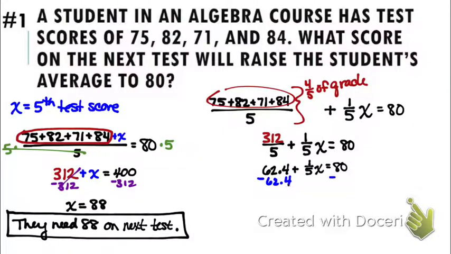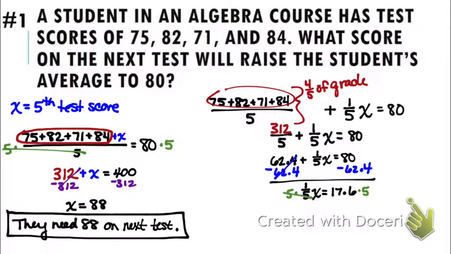I can subtract 62.4 from both sides. What is 80 minus 62.4? 17.6. And then I can multiply both sides by 5. And I get what? 88. Double check it on your calculator for me. Yep, 17.6 times 5, it is 88. Wonderful.